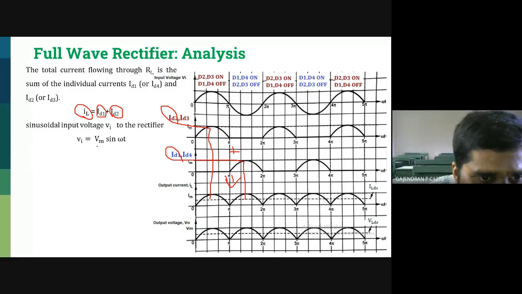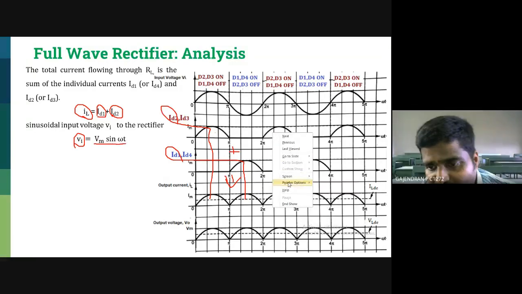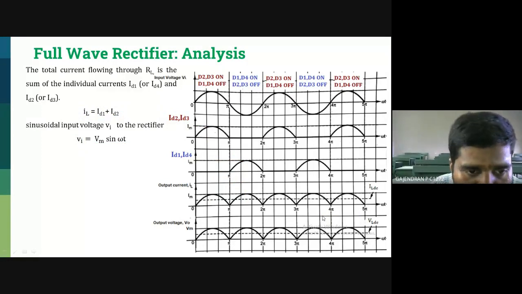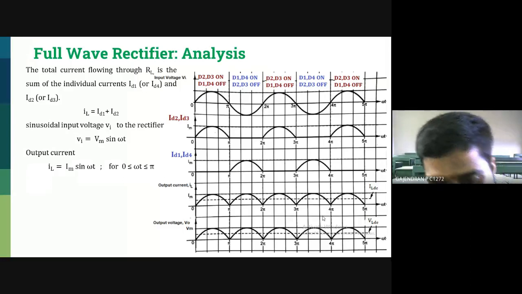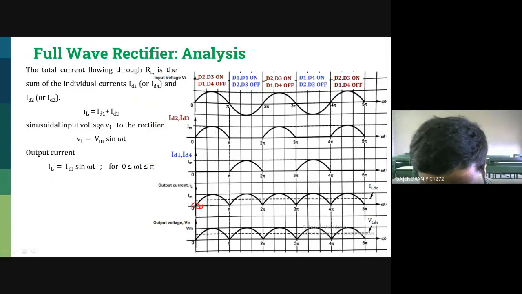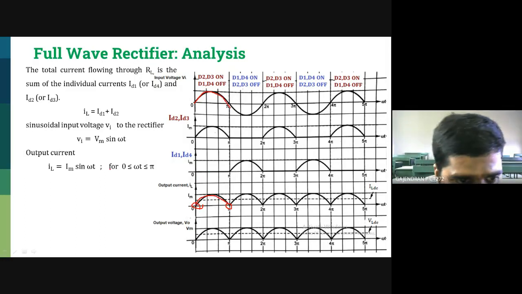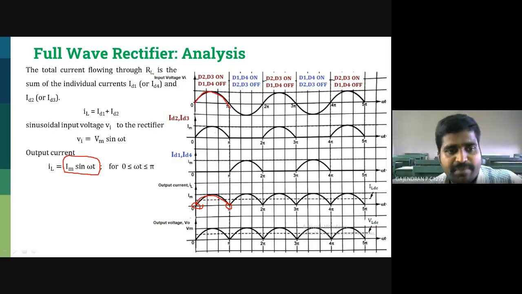So with this we are going to start the little derivation. As usual, my input voltage is Vm sin omega t. That is my input voltage. So using the input voltage we are going to derive something. So output current எப்படி இருக்கு சார்? 0 to pi வரைக்கும் it follows the same value. 0 to pi வரைக்கும் என்னோட sinusoidal input voltage எப்படி இருக்கோ அதே பேட்டர்ன்ல தான் வருது. Therefore I can write it as Im sin omega t.